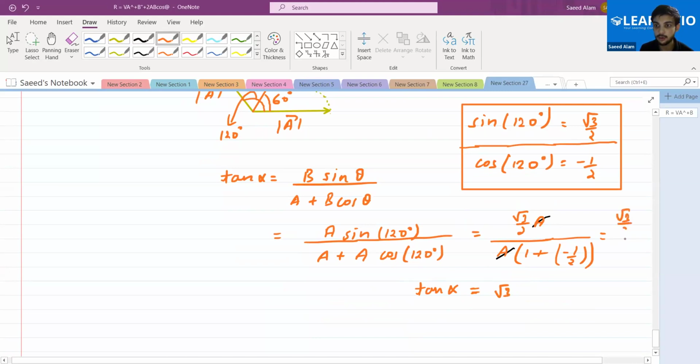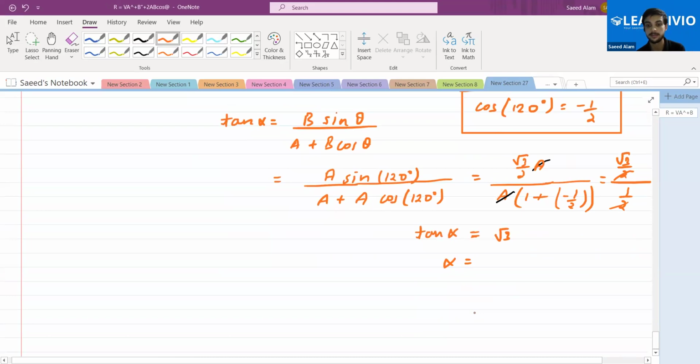How am I getting it? Root 3 by 2 divided by 1 minus 1 by 2, that is nothing but 1 by 2. And I can cancel out this 2 and 2. Remember this thing: if I get a fraction in the numerator and a fraction in the denominator, you can cancel out the denominator from denominator and numerator from numerator, for example, 2 and 2 are cancelling out, so I can do it directly. So I'll get root 3 here. So what should the angle alpha be equal to? What angle alpha should I choose to get the answer root 3?